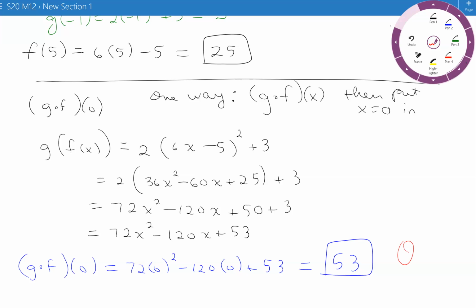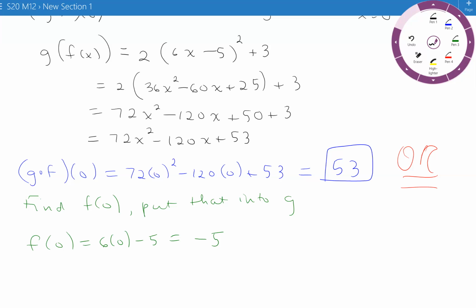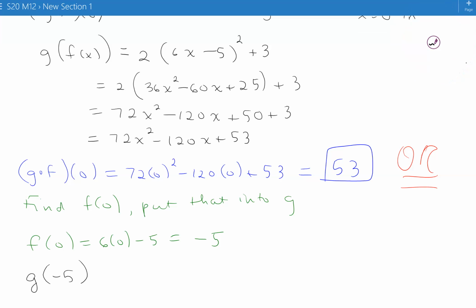So the other way I could do it is to find f of 0 and then put that into the g function. So f of 0 is going to be 6 times 0 minus 5, or -5. And then I'm going to put that into the g function. Say, what is g of -5? It's 2 times -5 squared plus 3, or 53. So either way, you get the same result. So make sure and let me know if you have questions.